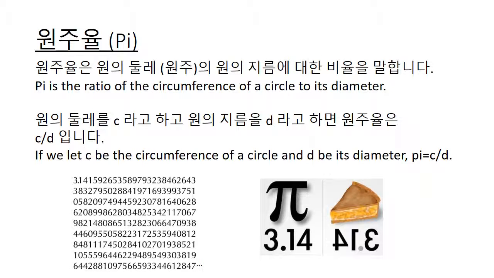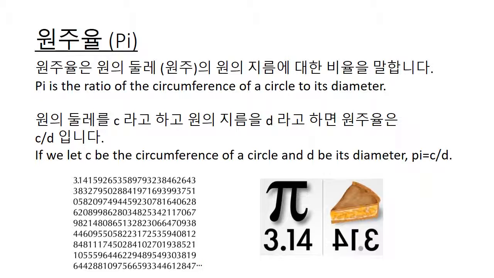Now let's look at a very important number called pi, and in Korean it's called the 원주율. And I guarantee you that you're going to encounter pi in all of your future math classes. So first, the definition of pi. 원주율은 원의 둘레의 원의 지름에 대한 비율을 말합니다. Pi is the ratio of the circumference of a circle to its diameter. 원의 둘레를 c라고 하고 원의 지름을 d라고 하면 원주율은 d분의 c입니다. If we let c be the circumference of a circle and call its diameter d, pi equals c over d.